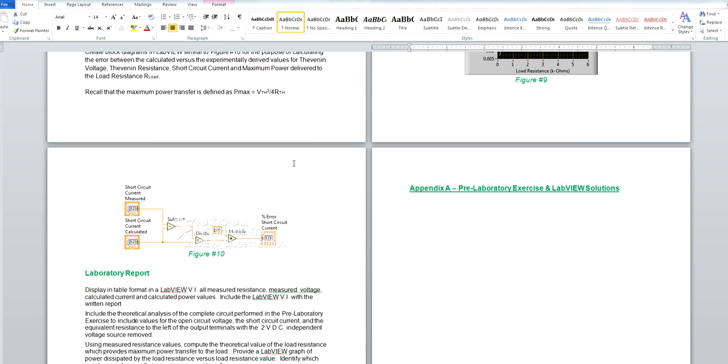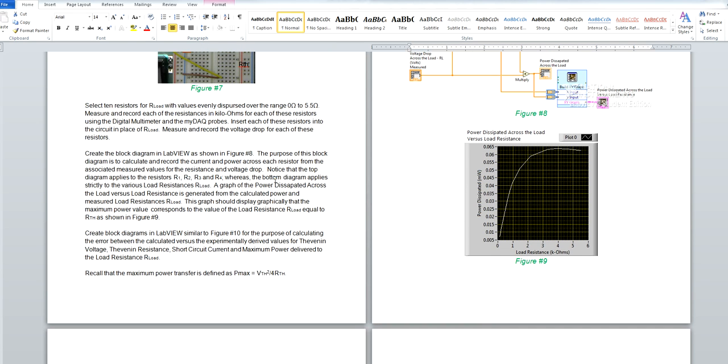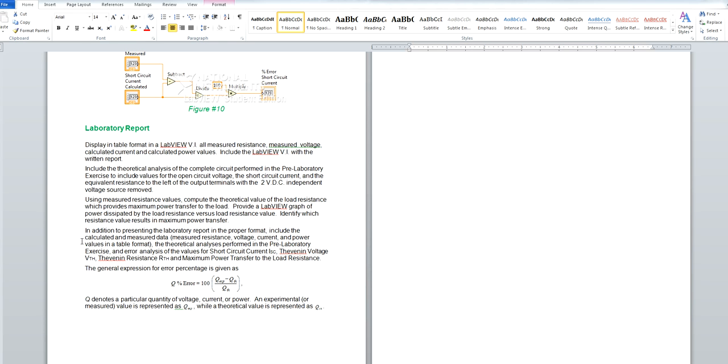With that said, additionally, what we're going to do is determine the error for each one of the values. We will perform an error analysis using LabVIEW software for the short circuit current, the Thevenin voltage, the Thevenin resistance, and the maximum power transfer to the load resistance.